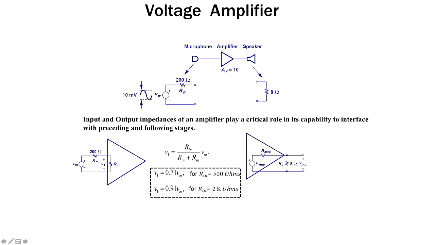Then output impedance, again the amplifier has an output impedance, and then you are going to connect your speaker. The speaker is an interesting device. A speaker has a very small impedance at the input. Most of the time it is around 8 ohms, 5 ohms. That is the input impedance of a speaker.